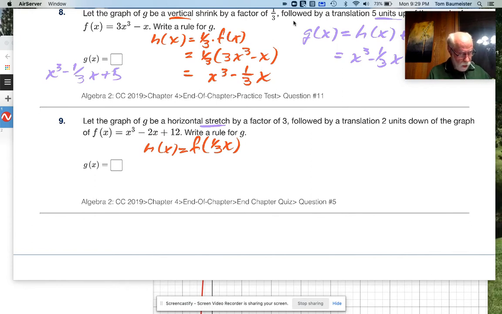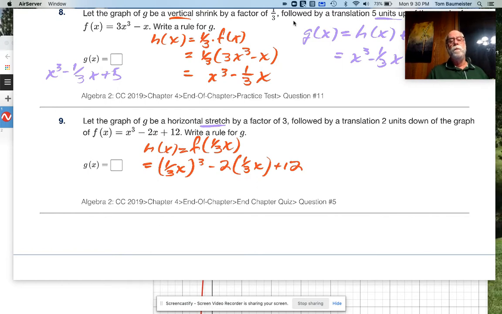Remember, I said I flip it and I attach it to the x. So on this one here, I'm going to take wherever I see x and I'm going to replace it with 1/3 x. So I'm replacing x with 1/3 x, and I'm cubing it, minus 2 times 1/3 x, and I'm going to have plus 12. All right, remember 1/3 times 1/3 is 1/9 times 1/3 is 1/27. So I'll have 1/27 x cubed minus, well, 2 times 1/3 is just going to be 2/3 x plus 12.